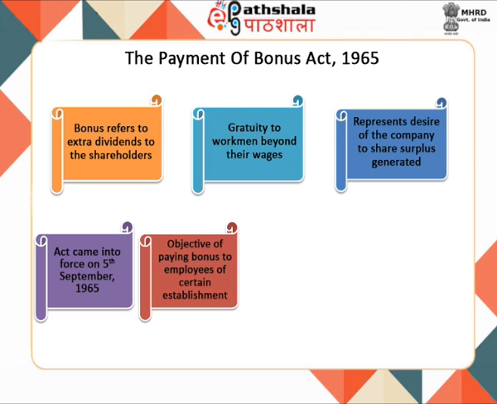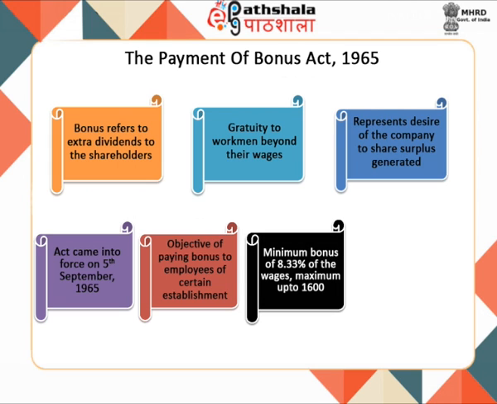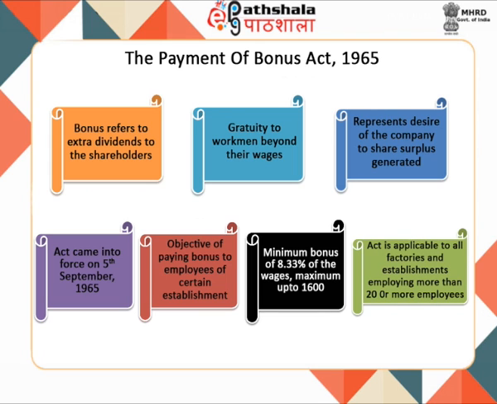of certain establishments. A minimum bonus of 8.33% of the wages of the employee, with a maximum of rupees 600, is payable to the employee. This act is generally applicable to all factories and establishments employing 20 or more employees in an accounting year. But it is not applicable in certain organizations which are named below: Reserve Bank of India, Unit Trust of India, State Financial Corporation, universities, and other educational institutions.